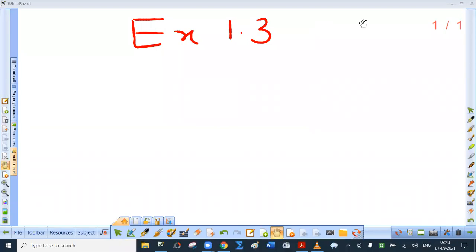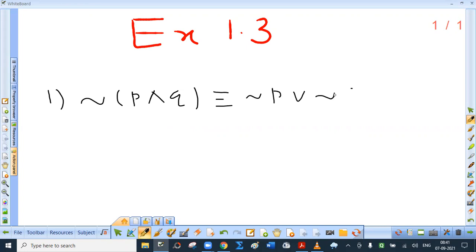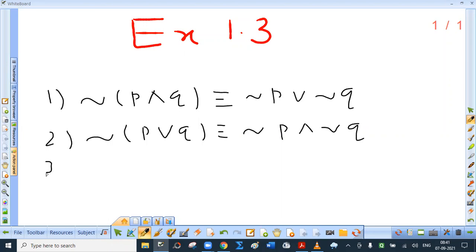In the last lecture, we discussed negations of compound statements, important rules. The first one: what is the negation of a conjunction? It is nothing but the disjunction of negations. What is the negation of a disjunction? It is the conjunction of negations. What is the negation of an implication P implies Q? This is P and not Q. This is very important.